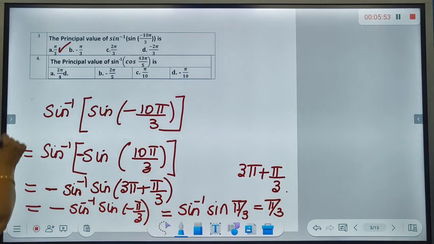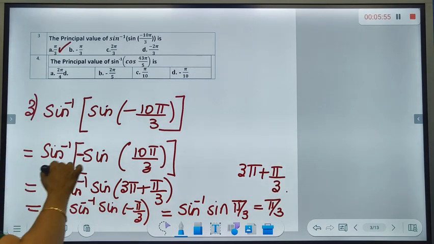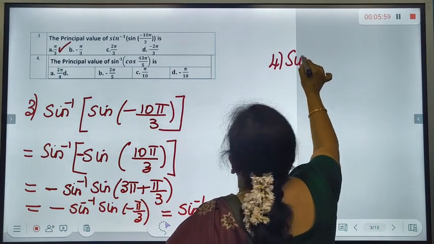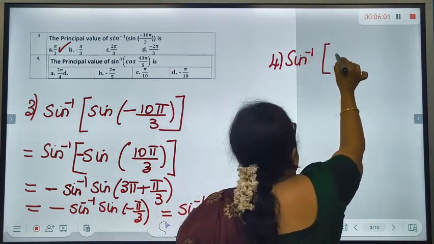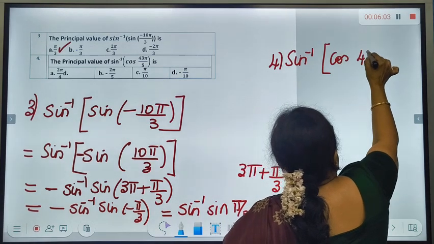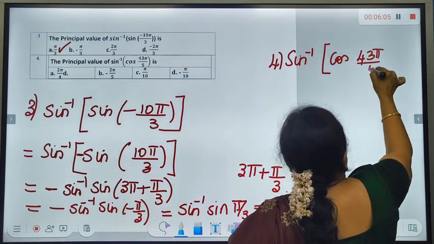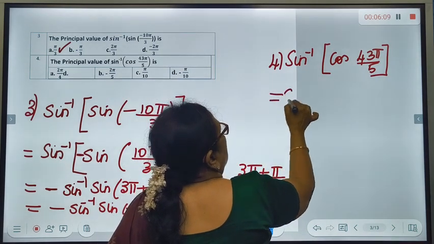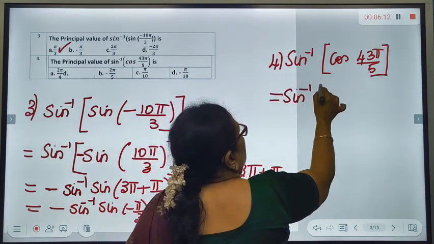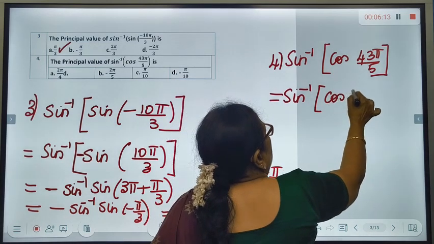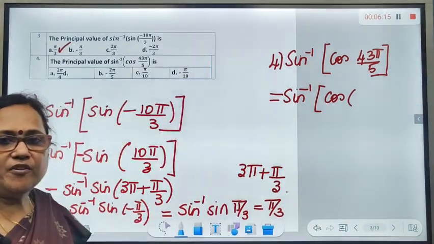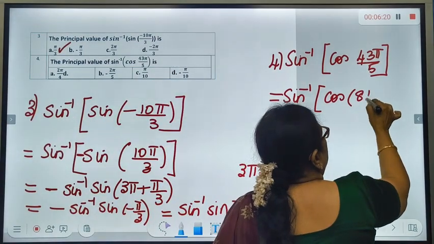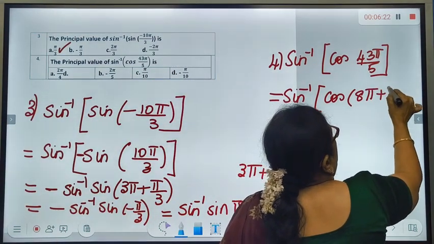Next question, this is the third one. What is the principal value of sine inverse cos of 43 pi by 5? Now, this is equal to sine inverse of cos of, how can I write 43 pi by 5? I can write it as 8 times 5 is 40, so 8 pi plus 3 pi by 5.